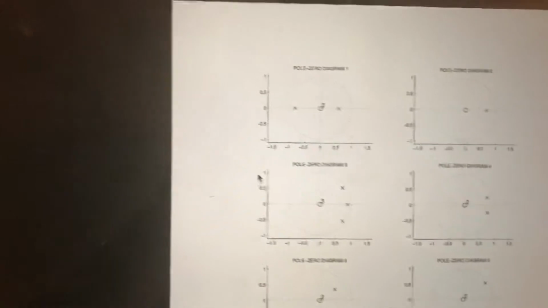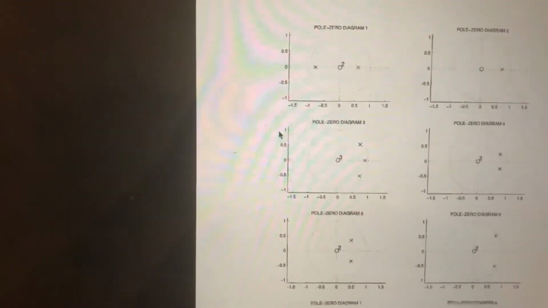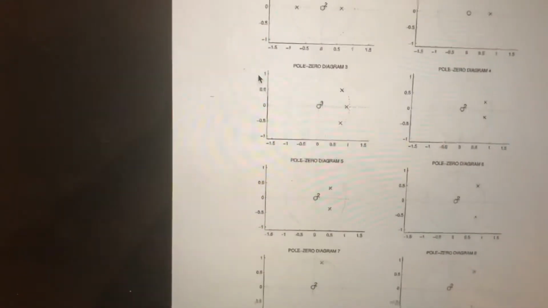Then let's look at pole zero diagram 5. Since the points in pole zero diagram 5 are closest to the origin, and the closer the point is, the faster the attenuation is, we have pole zero diagram 5 corresponds to impulse response 2.